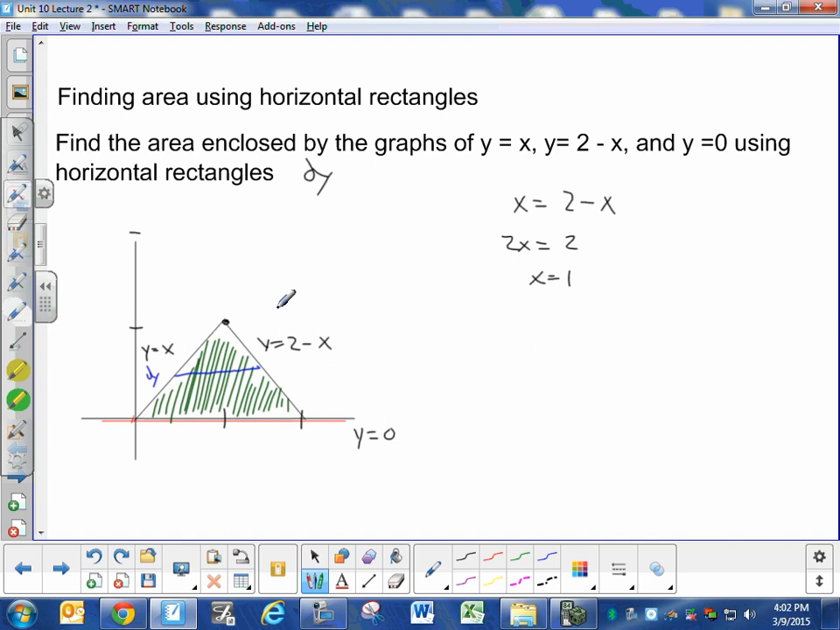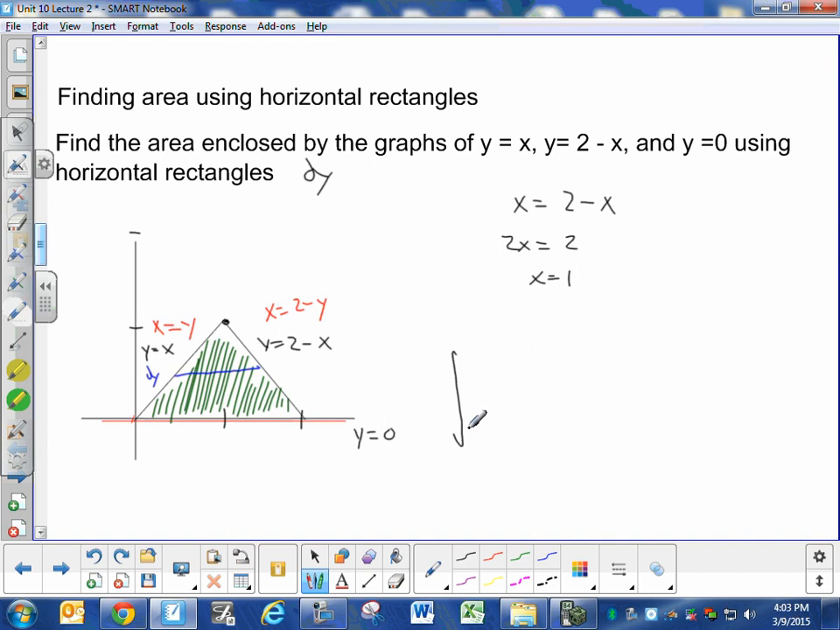I add x, I subtract y, I get x equals 2 minus y. So for your x coordinate here, just take 2 minus the y that you're given. Here, same thing, we have y is equal to x. Well, x equals y, it's the same thing. Now I have my functions in terms of y, so I have x's in terms of y's.